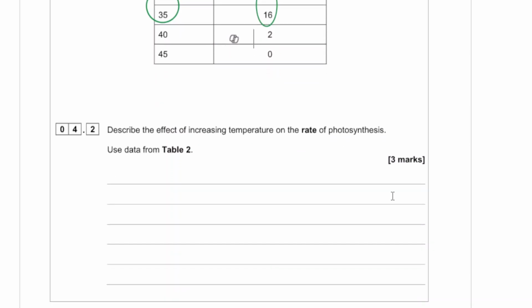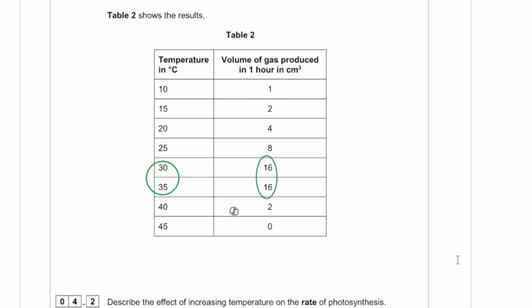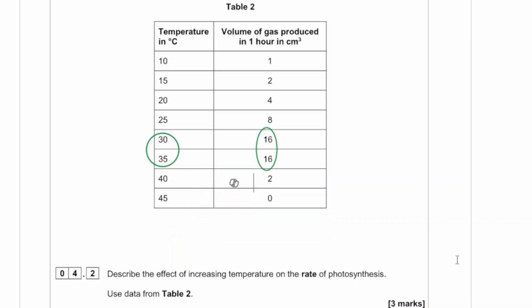Okay. Describe the effect of increasing temperature on the rate of photosynthesis. Use data from the table. So overall, as the temperature increases, the rate of photosynthesis is increasing because the amount of gas produced is increasing. But after 30, it stabilizes, and then after 35, it goes down. At 40, it goes down to 0.